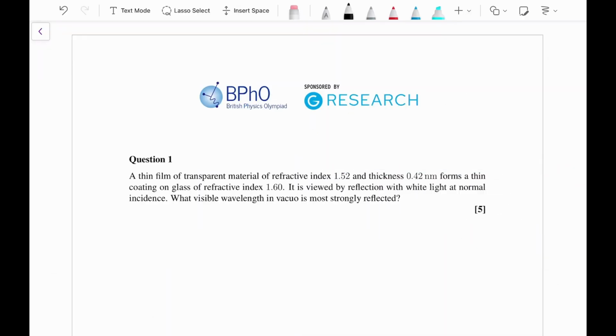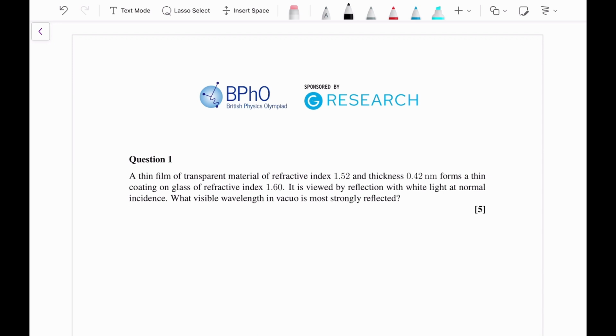In this video, we're going to look at two questions on the topic of wave reflection and wave refraction. Okay, so let's look at the first question. It says a thin film of transparent material of refractive index 1.52 and thickness 0.42 nanometers forms a thin coating on glass of refractive index 1.6. It is viewed by reflection with white light at normal incidence. What visible wavelength in air or vacuum is most strongly reflected?